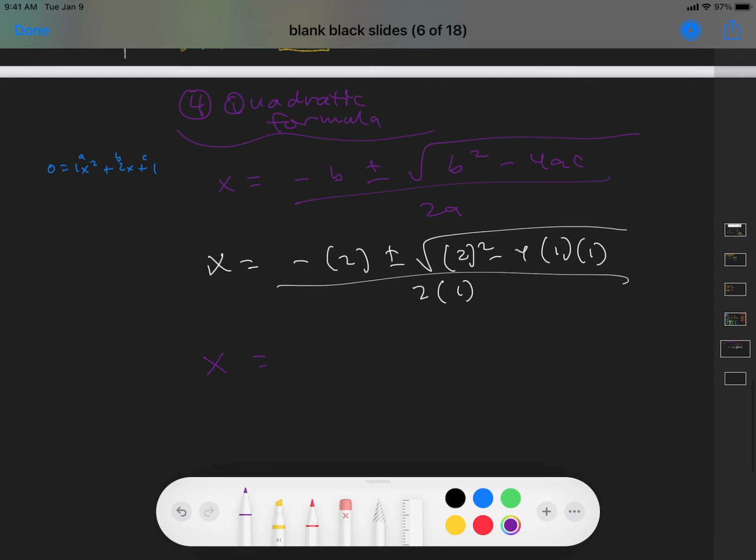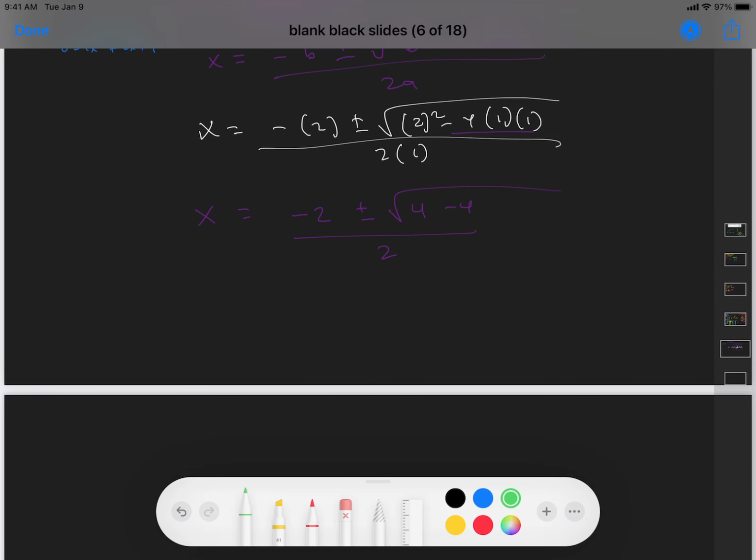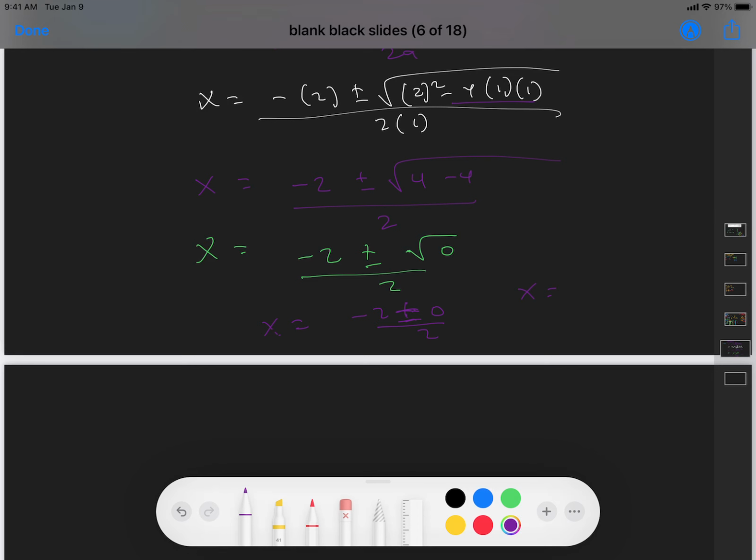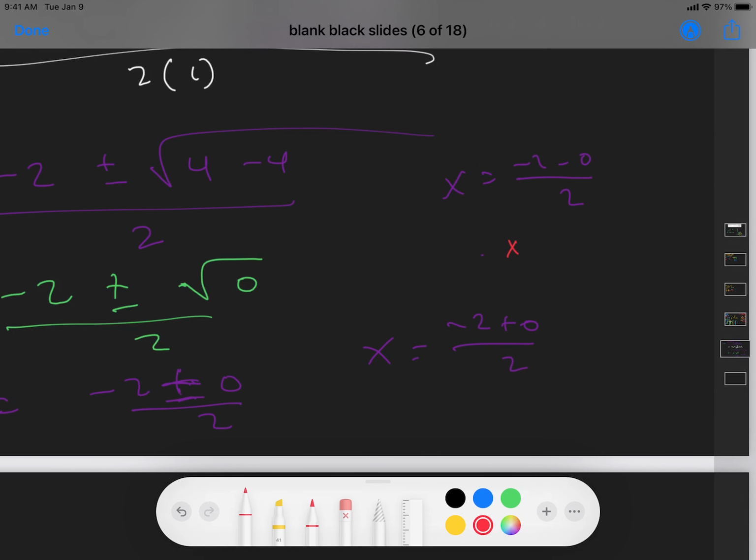So now we just simplify this as -2 plus or minus the square root of 4. -4 times 1 in here is going to equal a -4. So you're going to get -2 plus or minus the square root of 0 all over 2. And this will give you -2 plus or minus 0 over 2. So you'll get -2 plus 0. Let's just separate this. -2 minus 0 is -2, and -2 divided by 2 is -1. And -2 plus 0 is -2, and -2 divided by 2 is -1. So here you have it again in red. The two solutions are x equals -1 and x equals -1.